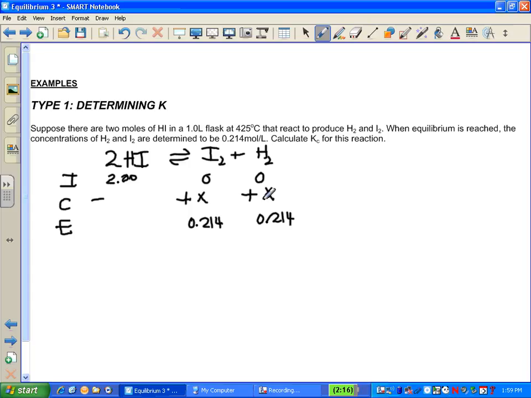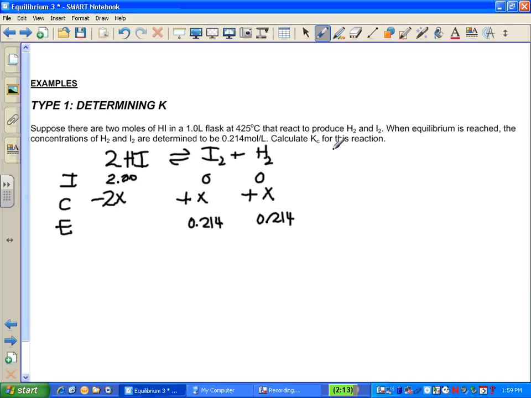For the HI, because there's a coefficient of 2, when we examine the stoichiometry, it's going to go down by twice as much as the I2 and the H2, which is represented by 2x. So it'll decrease by 2x.